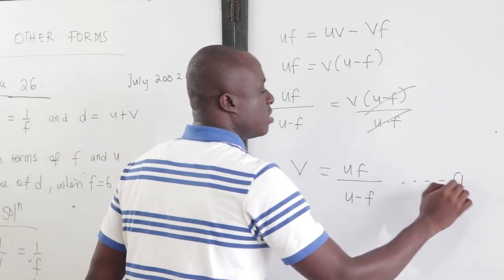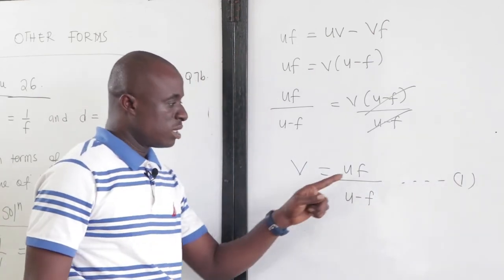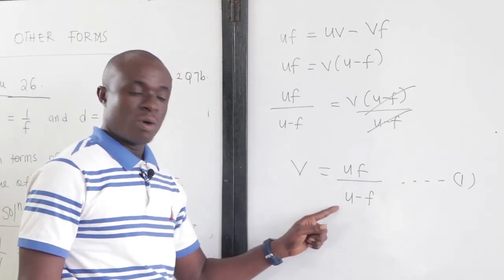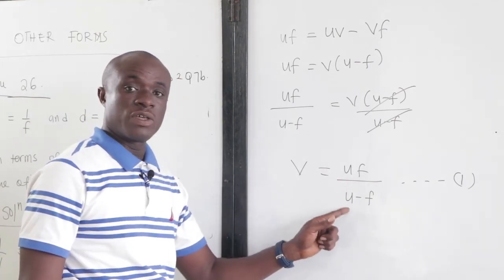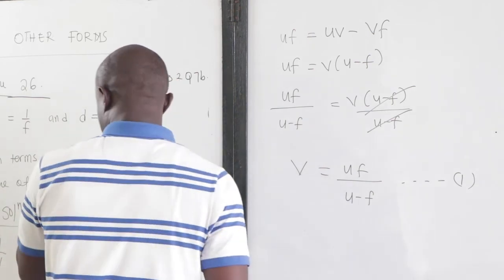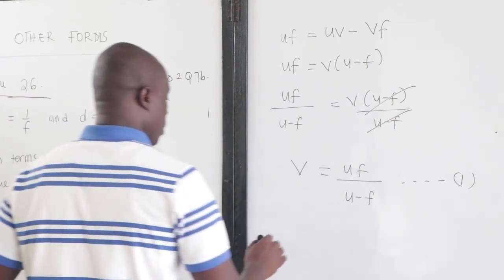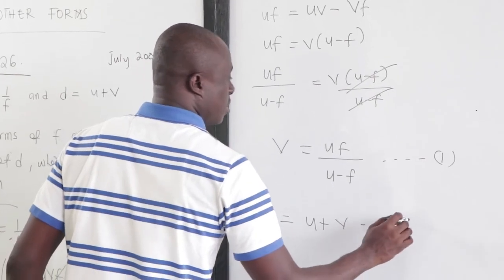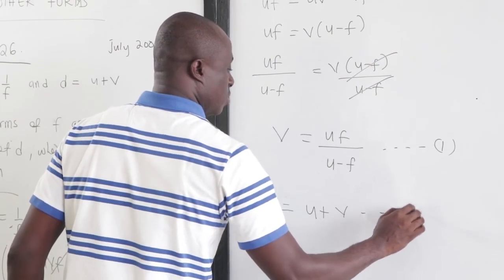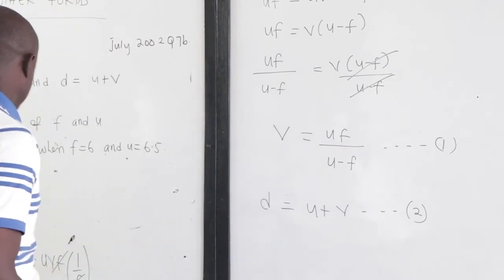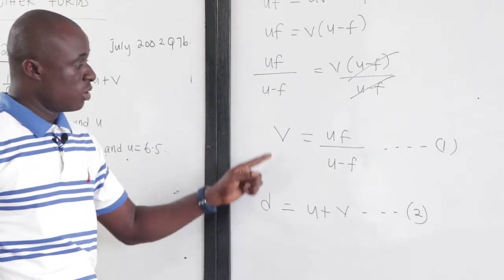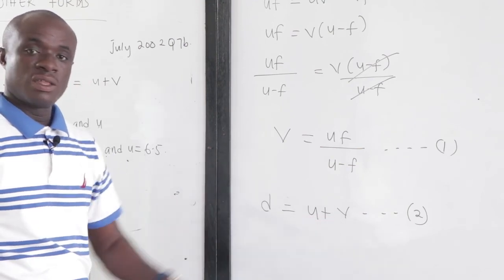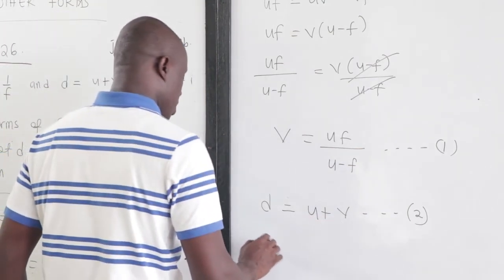Let's call this equation 1. And please note, this f cannot cancel that f, this u cannot cancel the u. Why? In the denominator, there's no factor of the u and then the f. Now let's see the second one. We have d is equal to u plus v. Now this is equation 2. We are going to make d the subject. So clearly, we can substitute 1 into 2 so that we'll eliminate the v.